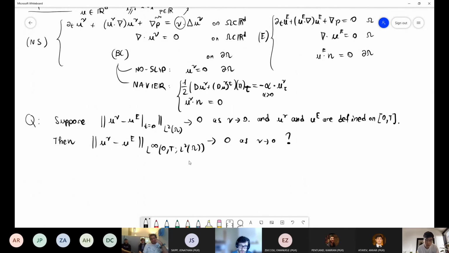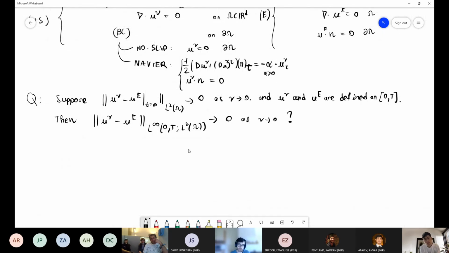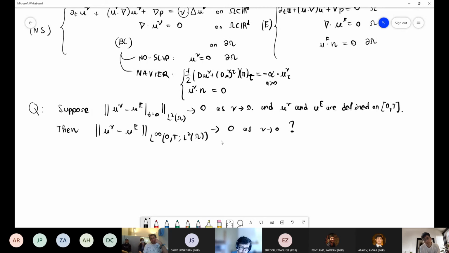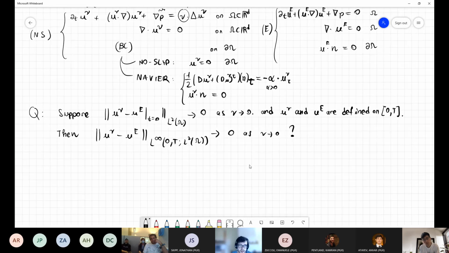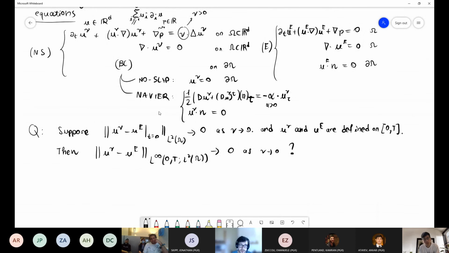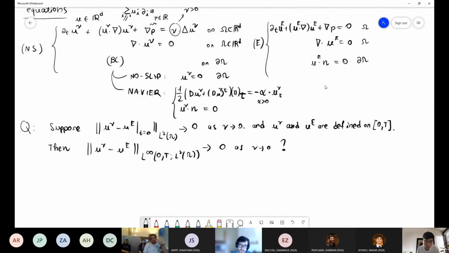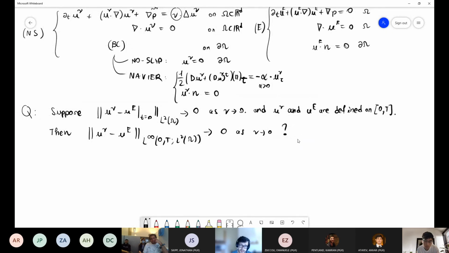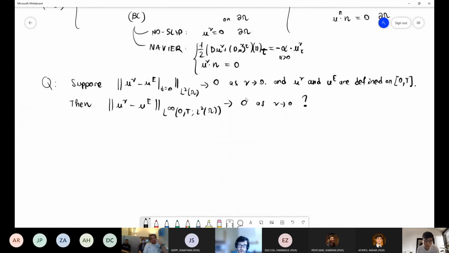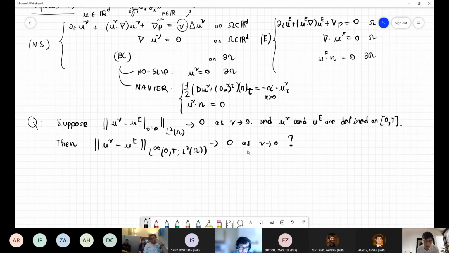By the way, if I asked this question with a stronger norm, such that it implied pointwise convergence at the boundary, like an H^s norm for s large enough that we have a trace at the boundary, then this would be trivially false because of the difference in the boundary conditions. If U nu is 0 at the boundary but UE is not, the statement fails immediately. But here we just have the L2 norm, which doesn't imply pointwise convergence at the boundary. So this could still be true.